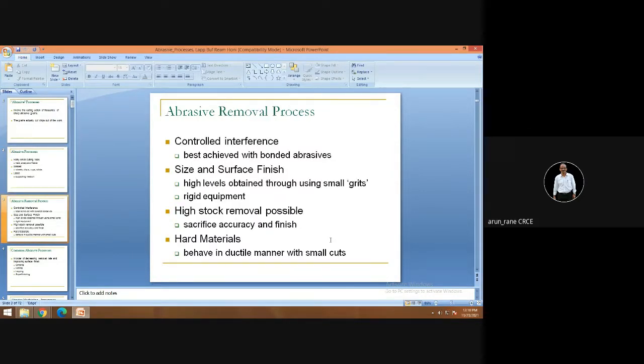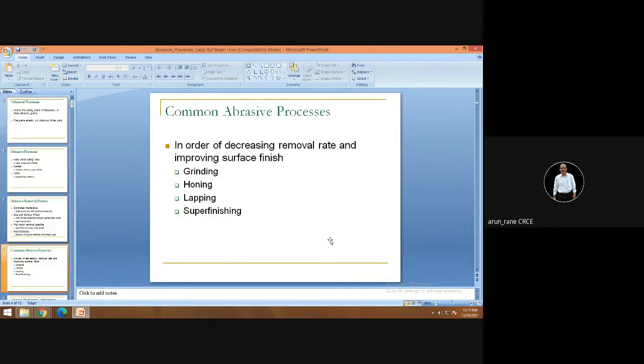So the abrasive removal process is best achieved with bonded abrasives. You get a good size and a good surface finish. The material removal rate is also quite attractive. Accuracy and finish, obviously, you get marvelous. And another benefit is that you can cut hard materials.